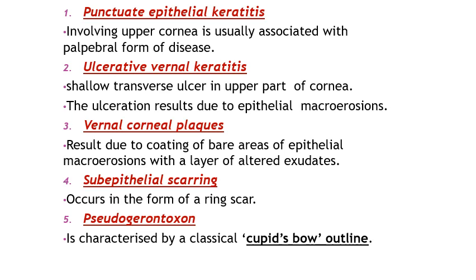And in further cases, sometimes these punctate keratitis lesions get sealed with exudates, forming debris-like material, that is epithelial macroerosions with a layer of altered exudates. Later, in the healing stage, you can make out a ring scar or a half ring scar in the upper part of the cornea. You may again see a whitish line in the upper part of the cornea, which we call the Cupid's bow outline.